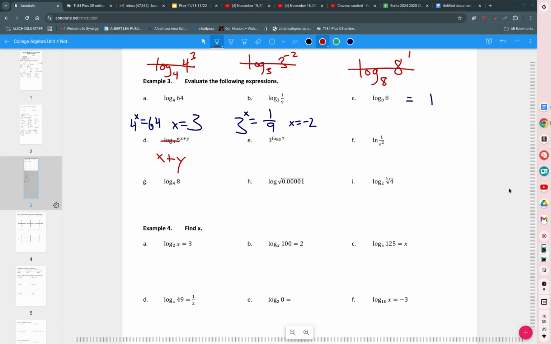Three to the log base 3 of 7, those cancel, leaving you with just 7. Natural log, 1 over e squared is the same as e to the negative 2. What is the base of a natural log? E. So those undo one another and leave you just negative 2.